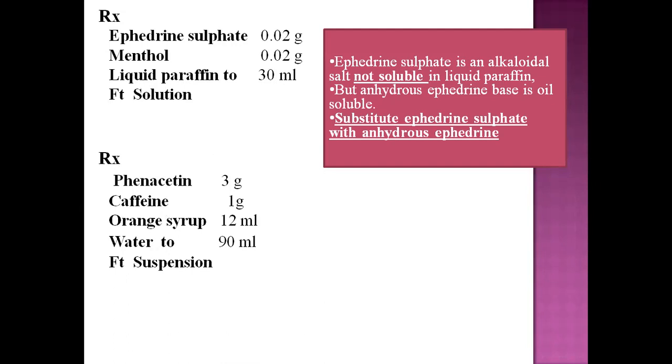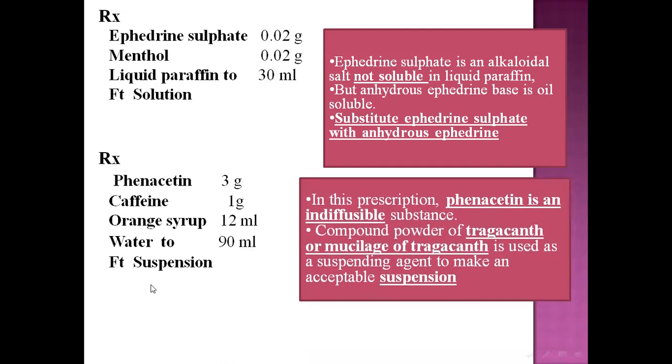The last example of it is phenacetin 3 grams, caffeine 1 gram, orange syrup 12 milliliters, and water to 20 milliliters, okay? And the prescriber requires this prescription to be a suspension. However, if you can see, phenacetin is an indiffusible substance, okay? Indiffusible substance means a substance that cannot be diffused easily. If you add phenacetin as such to water, it will result in an unacceptable suspension. Phenacetin will precipitate in a very short time, like in seconds.